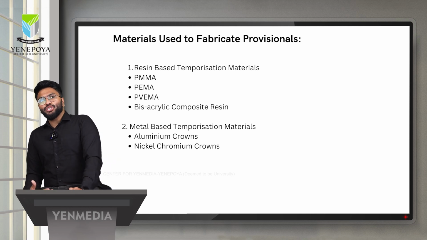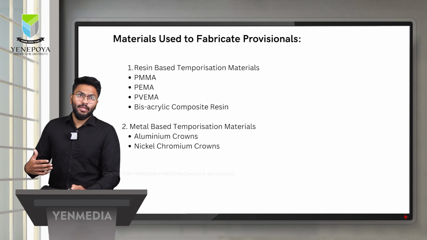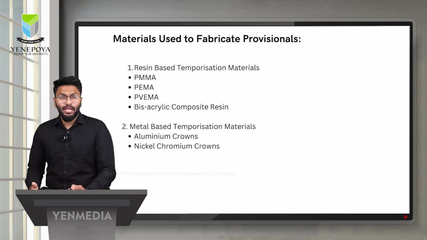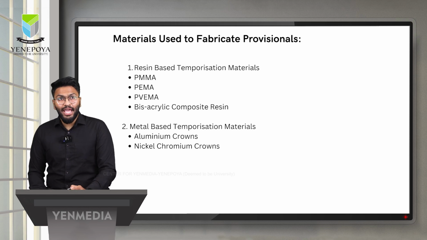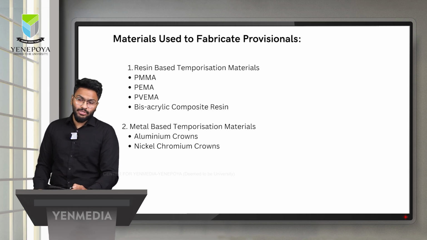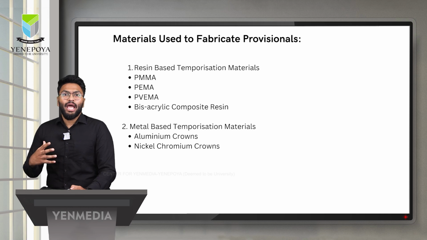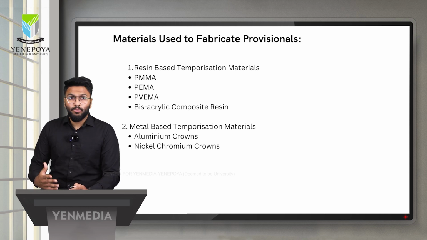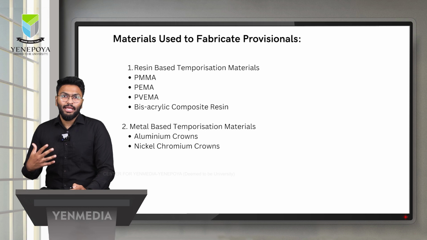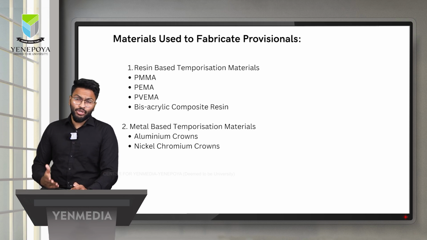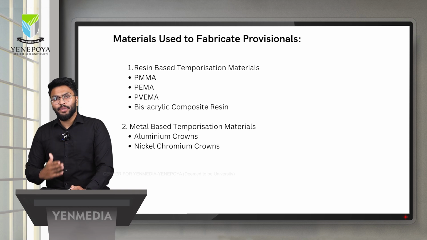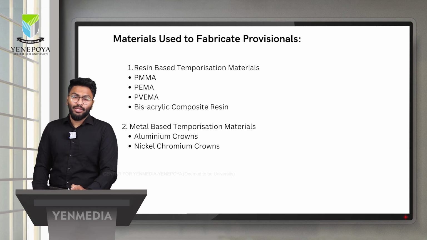The most commonly used is your PMMA, that is polymethyl methacrylate. You have your polyethyl methacrylate, you have polyvinyl ethyl methacrylate, and you have your bisacrylic composite resins. I would always suggest using a bisacrylic composite resin, because I personally felt that it was a very good material to be used as a provisional restoration. Even in the previous slide which you saw of the patient, it was also a bisacrylic composite resin.